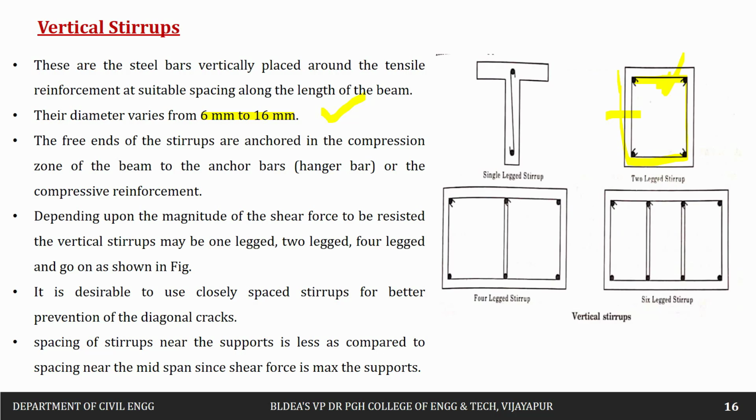The free ends of stirrups are anchored in the compression zone of the beam. You can see that in the compression zone of the beam, these are anchored to anchor bars or the compressive reinforcement. If the beam is singly reinforced, you will have anchor bars. If it is doubly reinforced, you may have compression reinforcement, and the stirrups are anchored to that.